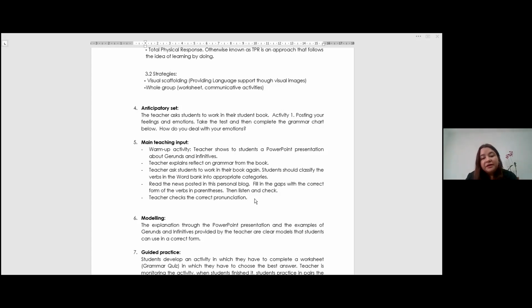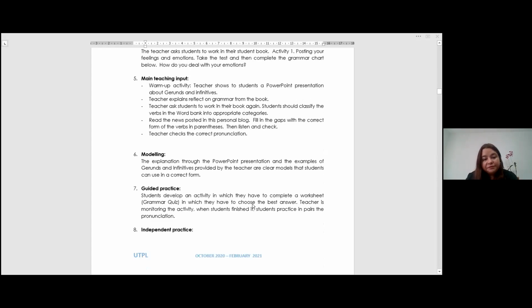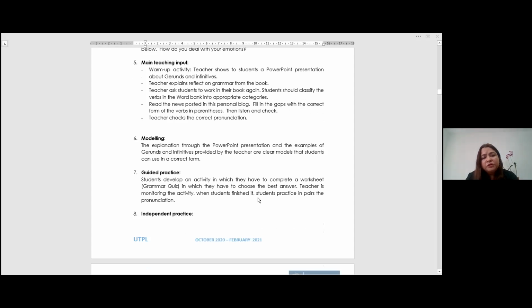As you can see, there are many activities from the book, and I included them here. Modeling: the explanation through the PowerPoint presentation and the examples of gerunds and infinitives provided by the teacher are clear models that students can use correctly. Guided practice: students develop an activity in which they complete a worksheet, a grammar quiz, in which they have to choose the best answer. The teacher is monitoring the activity. When students finish it, students practice the pronunciation in pairs.